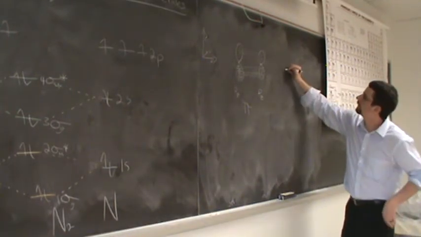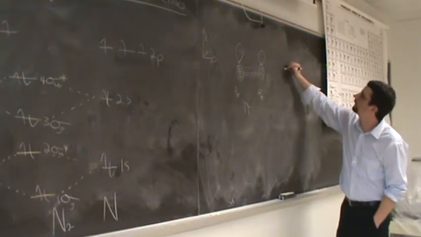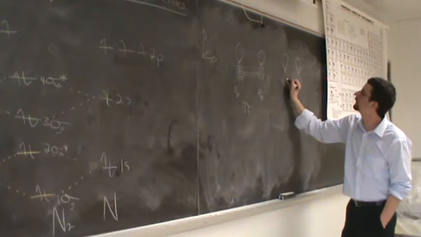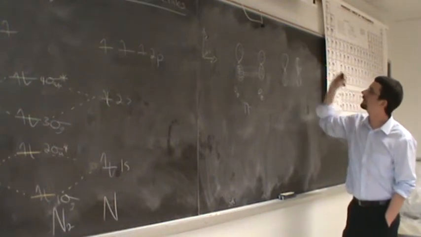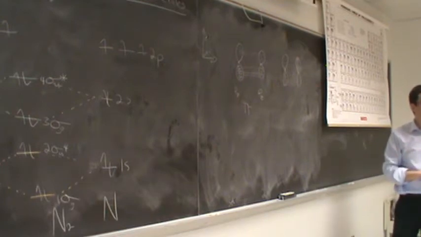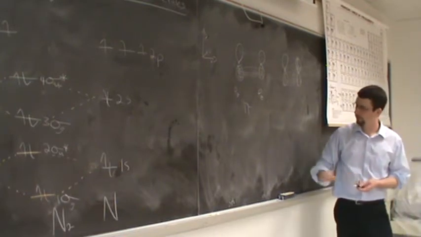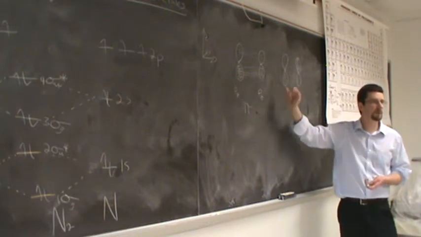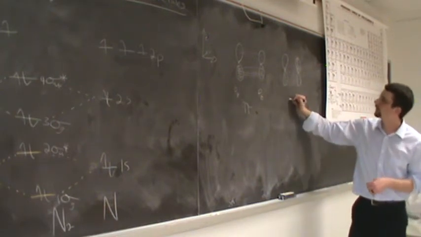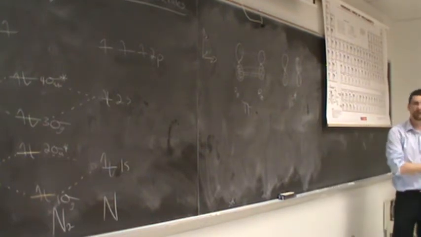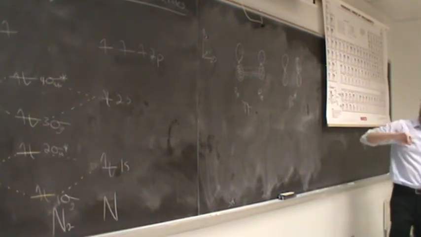What about if these are out of phase with one another? We're still going to have what type of overlap? So that was a bonding interaction, right? So pi star. This is a pi star interaction. We'll draw better diagrams of that a little bit later. Okay, so that's for the pz.